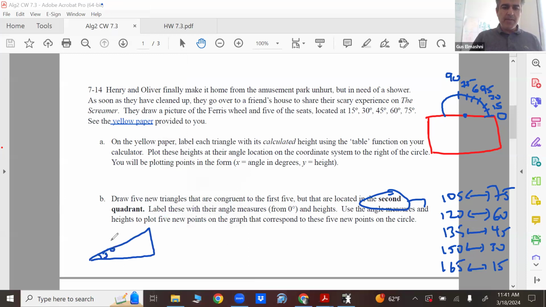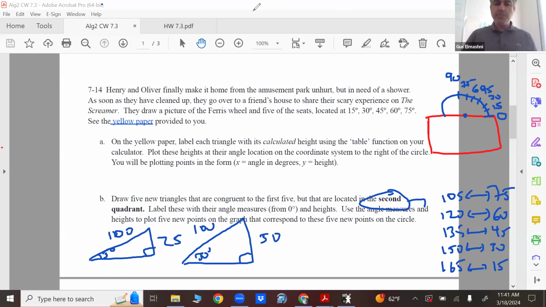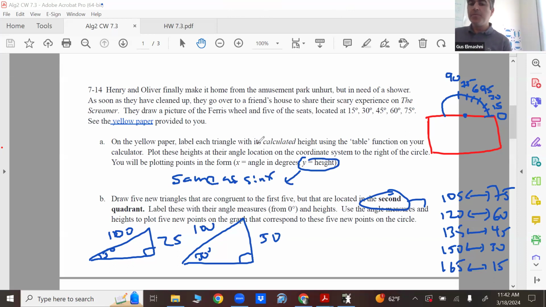And if you were to draw those triangles, for example, 15 degrees, if that's 1, actually that was technically 100 on the screamer, then that was roughly 25, right? Or for 30 degrees, I'm not going to draw them all because it just takes too long, but you get the idea, right? 30 degrees, that's 100, that's 50, and so forth. So that's what these represent, the sine values. So y equals height. The whole point of this exercise is the same as sine x. That's why I say y equals sine x. So we're trying to make this connection here. Questions so far? No? All right, let's keep moving.